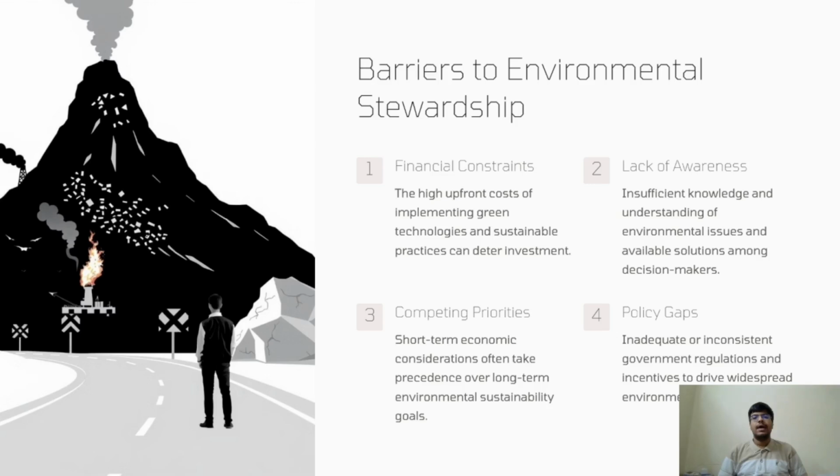Next one being the lack of awareness. Many people may or may not know, or may even follow their own traditional methods, which may indirectly impact the environment. They need to understand the current environmental issues along with any available solutions to make them successful. Next one being the competing priorities.